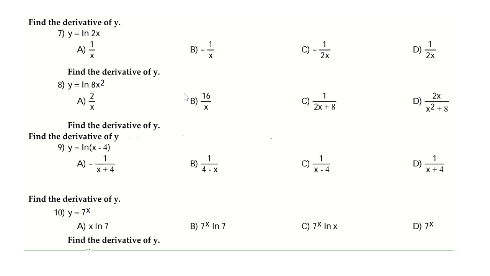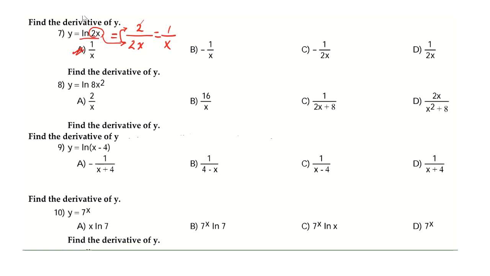Find the derivative of y. As we can see, the first equation is ln 2x. If you want to find the derivative of a ln, all you have to do is write a fraction: write down the function, which is 2x, and above in the numerator, the derivative of 2x. The derivative of 2x is 2, so it's 2 divided by 2x. By cancelling the 2, it's equal to 1 over x. So the answer is A.